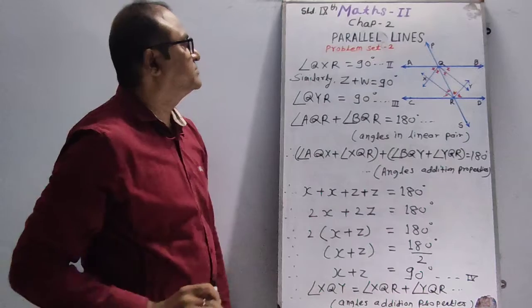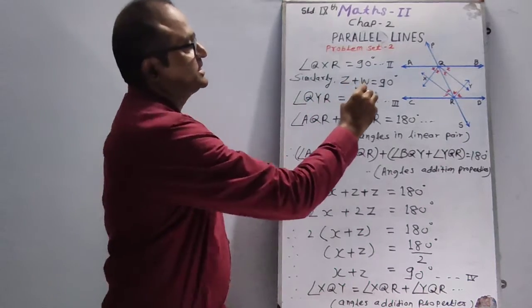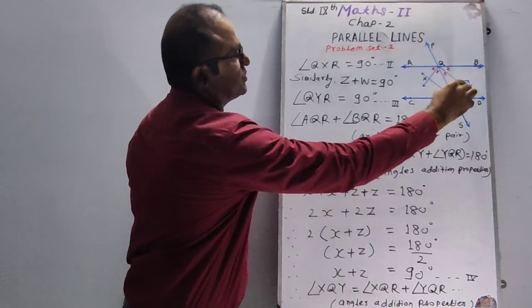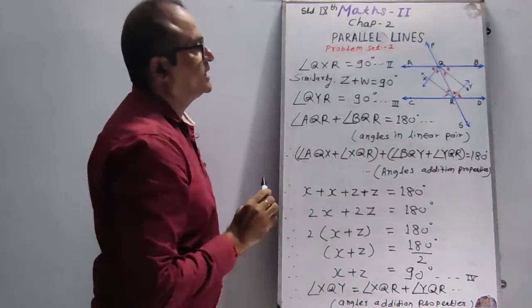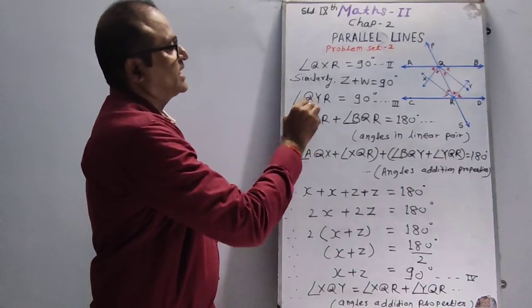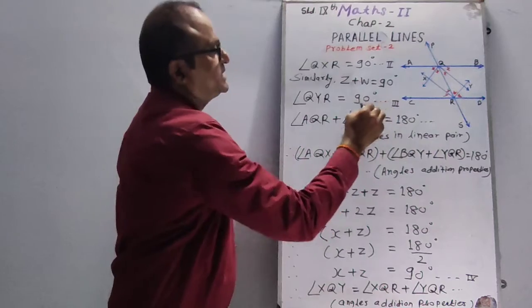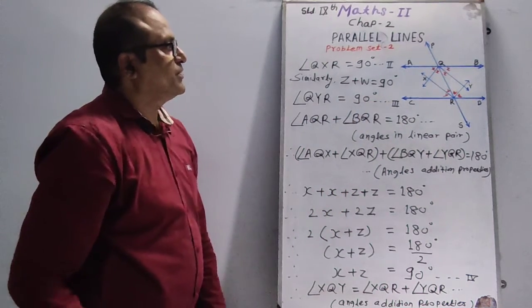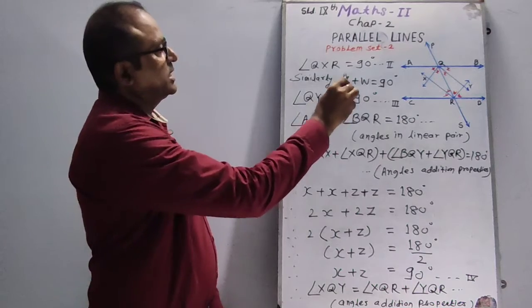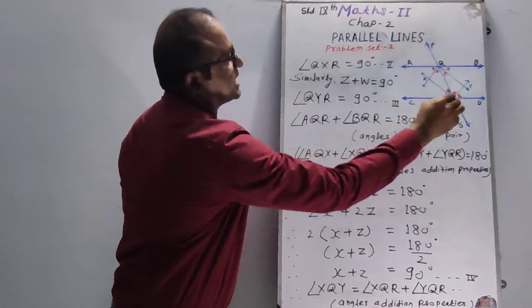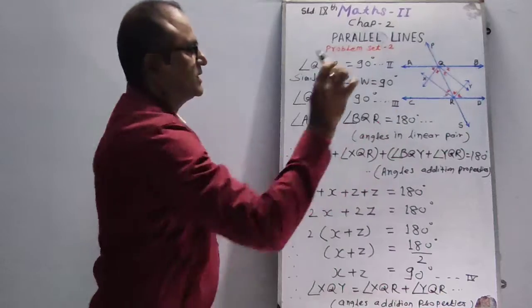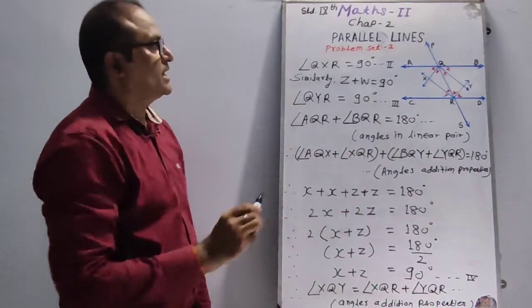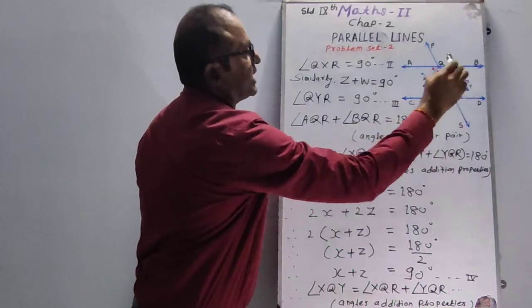Second, similarly, z plus w is equal to 90 degrees. Therefore, angle QYR is equal to 90 degrees (3). We have already found angle QXR and angle QYR. Now we have to find angle XQY.